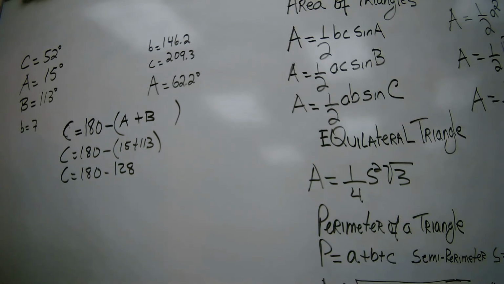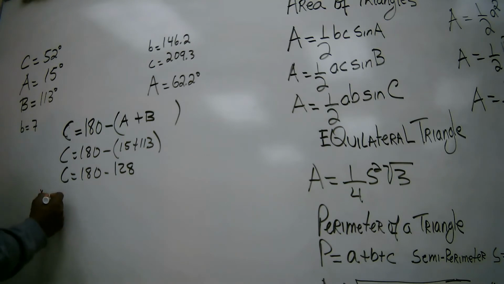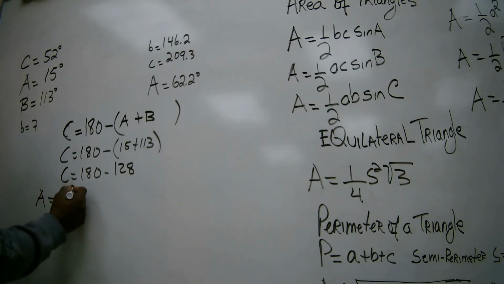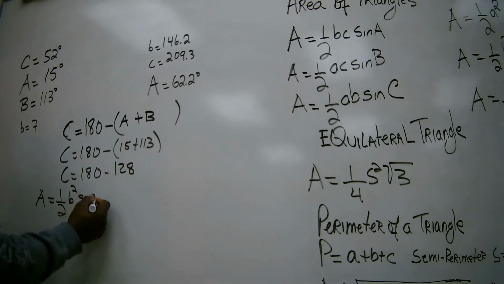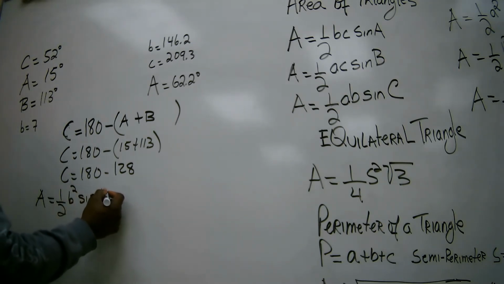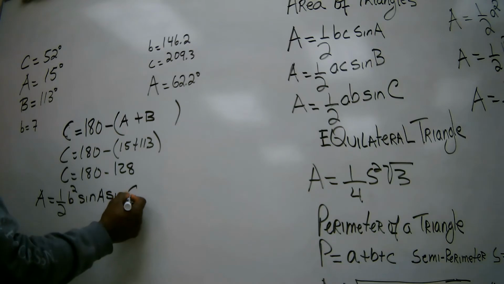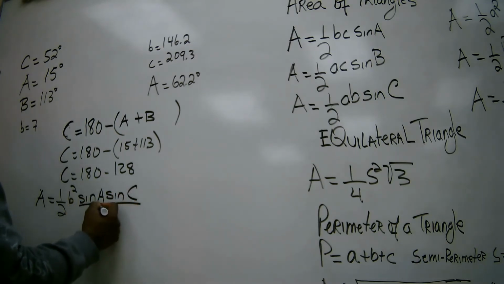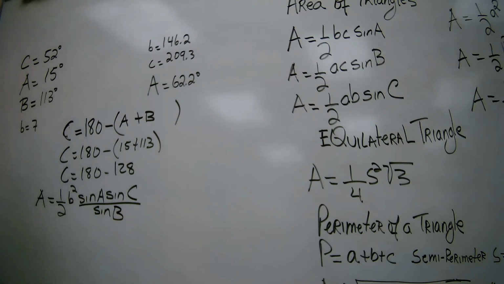So we have every piece of information that we need. Therefore, now we can find the area. Since we know only one side, the area equals 1/2 b squared sine A times sine C over sine B. So that is your formula. We're going to replace that information and find the area.